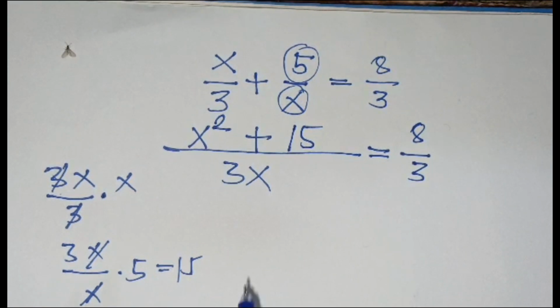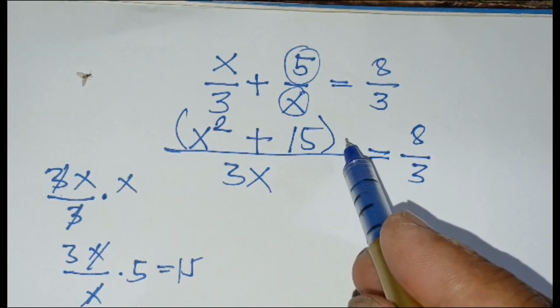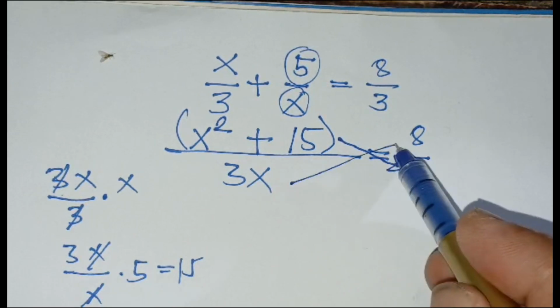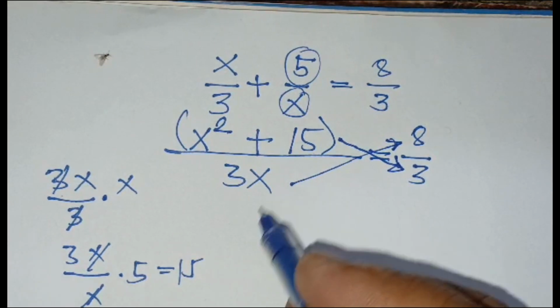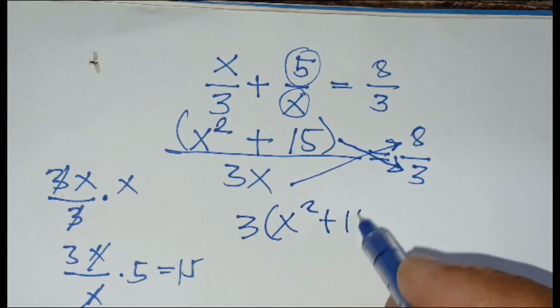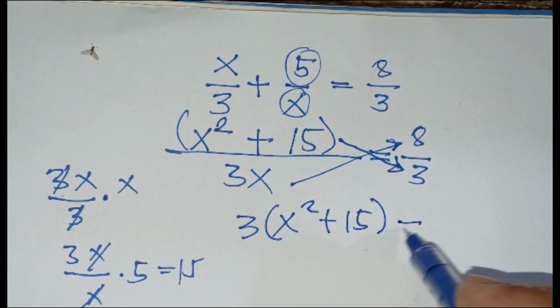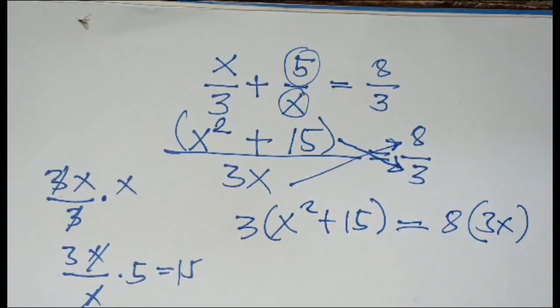Now from here we cross multiply. We multiply the numerator by 3 and the denominator by 8. So we have 3 times x squared plus 15 is equal to 8 times 3x.